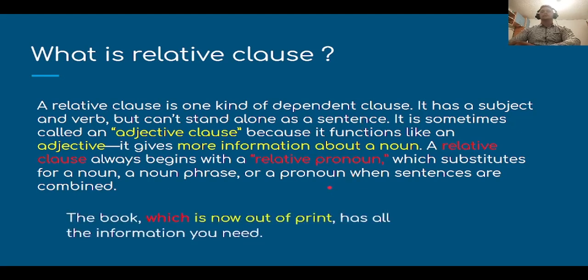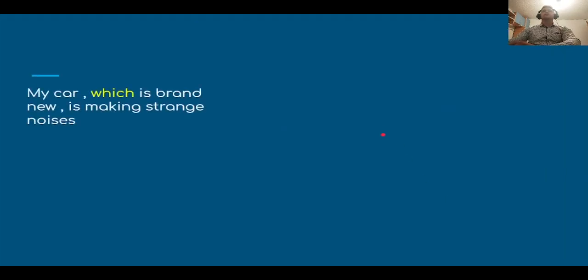For example, the book, which is now out of print, has all the information you need. So, in red, we have what? The relative pronoun which, and we have some information about the book. The book, which is now out of print, has all the information you need. Let's keep on with the two basic types of relative clauses. So, we have two types of relative clauses, defining and non-defining.